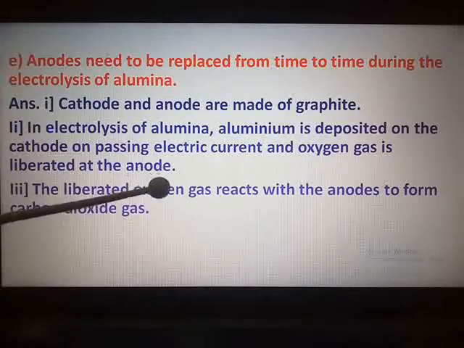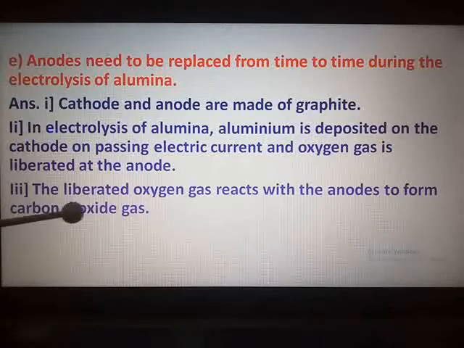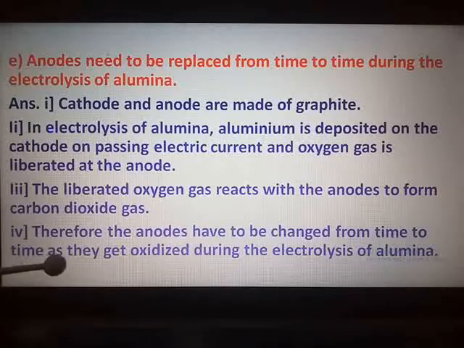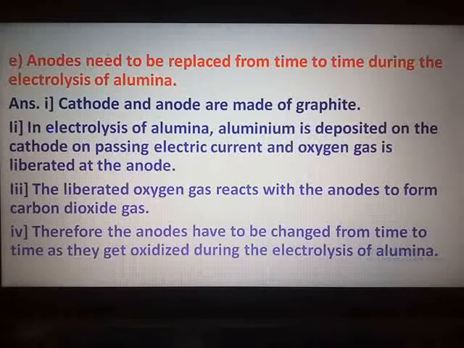The liberated oxygen: here you will get this point below electrode reactions. The liberated oxygen gas reacts with the anodes to form carbon dioxide gas. Therefore, the anodes have to be changed from time to time as they get oxidized during the electrolysis of alumina. Very simple answer on page number 104. Below figure 8.12, whatever matter is given, you have to write it point-wise. No need of giving the electrode reactions over here for this give reason. With this we complete question number 5, a very important question of give reasons.